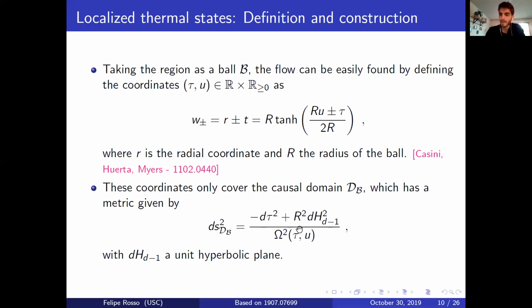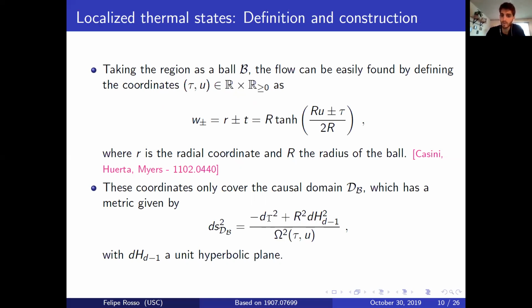So what is this metric? This metric is nothing more than the Minkowski metric. I haven't done anything but a change of coordinates. However, from the nature of the change of coordinates, it is not hard to convince yourself that this change of coordinates does not cover the whole Minkowski spacetime, but only covers a region. And actually, the region it covers is precisely the causal domain of a ball. Okay? So this weird-looking metric is nothing more than a metric that describes the causal domain of a ball.